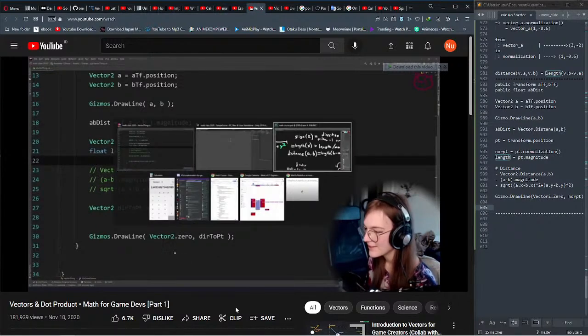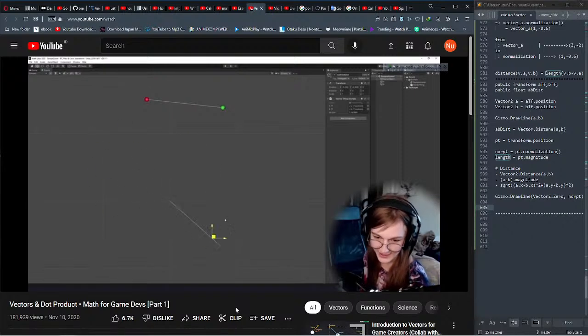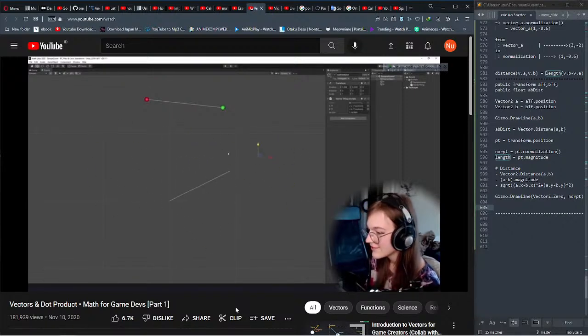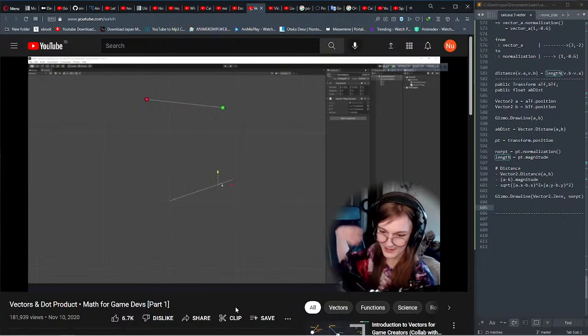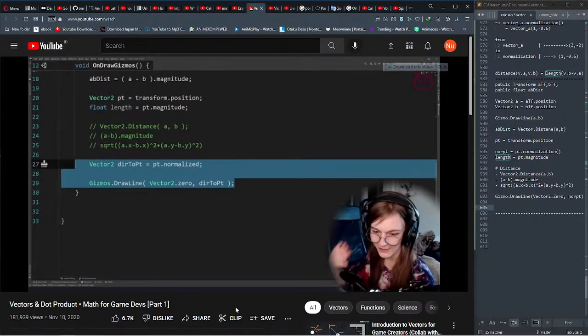Okay, so we talked about we have this line right here, right? The one that's pointing in the direction of this transform. What this one is, is the normalized version of that point. This is the only thing we've done there.